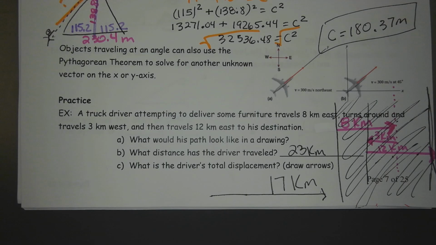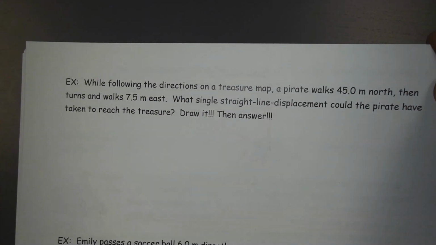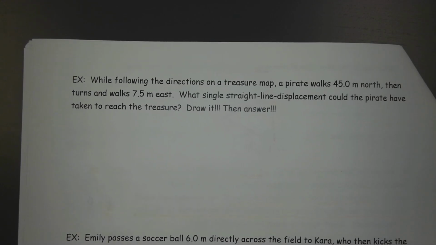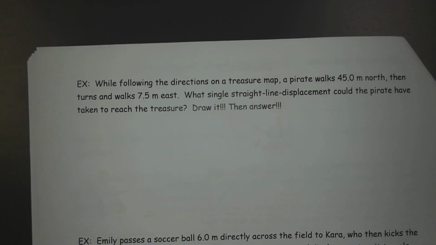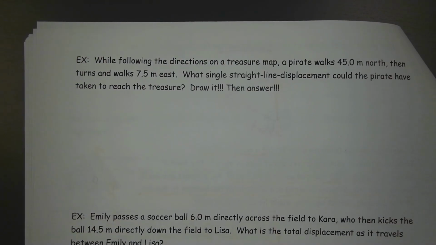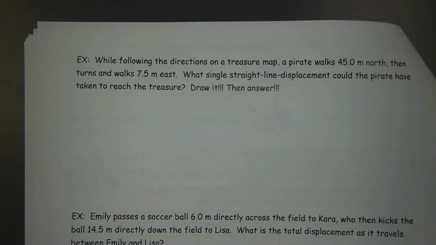Turn the page, and on the next page, I'm going to do a practice problem, and then we need to get to the next part of our right triangles for our homework. Let's try a practice problem. It says here, while following the directions of a treasure map, a pirate walks 45 meters north, then turns around and walks 7.5 meters east.